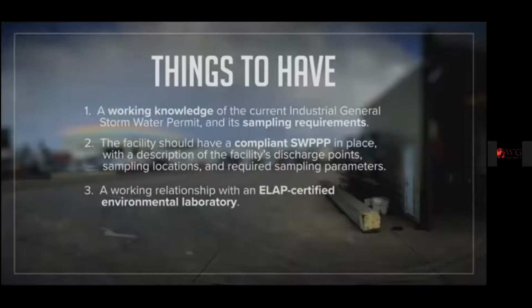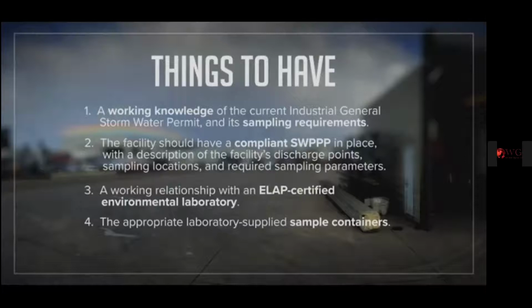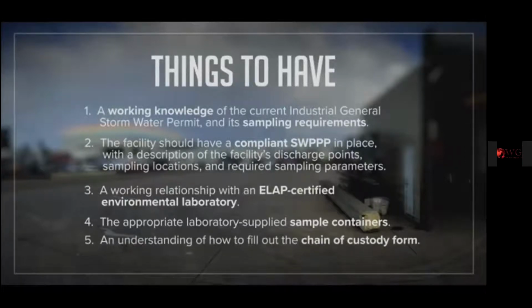You should also have a working relationship with an analytical laboratory that is part of the Environmental Laboratory Accreditation Program, also known as ELAP. You should have a sample kit with the correct number and types of laboratory supplied sample containers for the facility. Furthermore, you should know how to fill out the chain of custody form and determine how the samples will be delivered to the lab within the appropriate holding times.